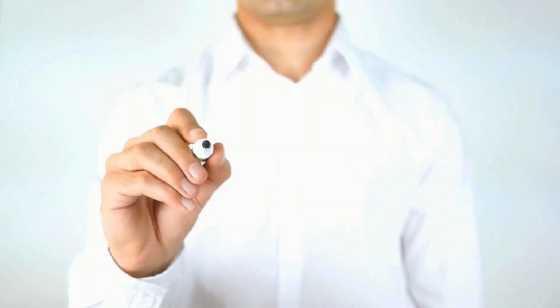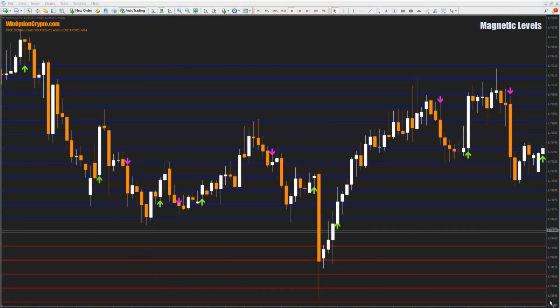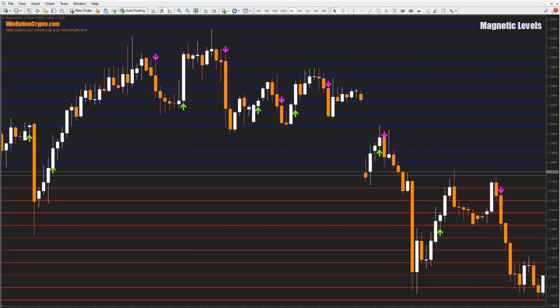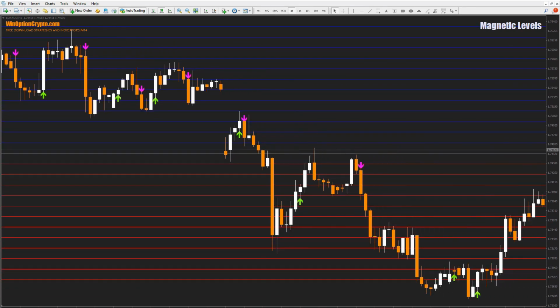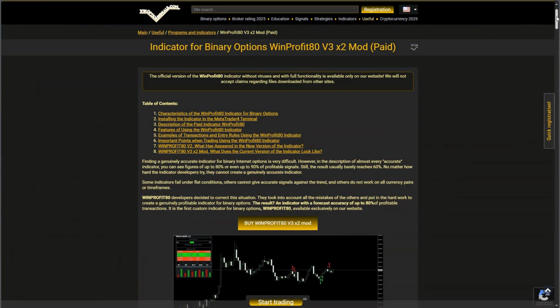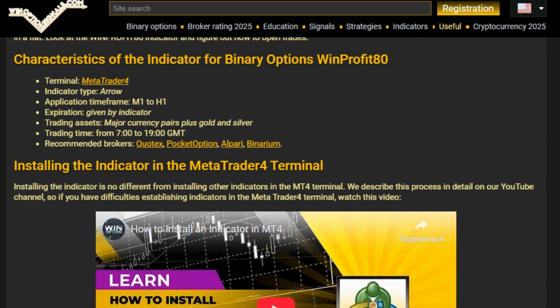Let's look at the rules for trading binary options using this indicator. The levels plotted by the magnetic levels indicator can be used not only to enter trades, but also as benchmarks for setting take profit and stop loss. This will be especially useful for those who trade on Forex, but binary options traders should focus on signals in the form of arrows. If you are not yet confident in your abilities and are considering buying trading signals, take a look at our materials on this topic, or pay attention to the time-tested Win-Profit 80 signal indicator. It can be an excellent starting point.